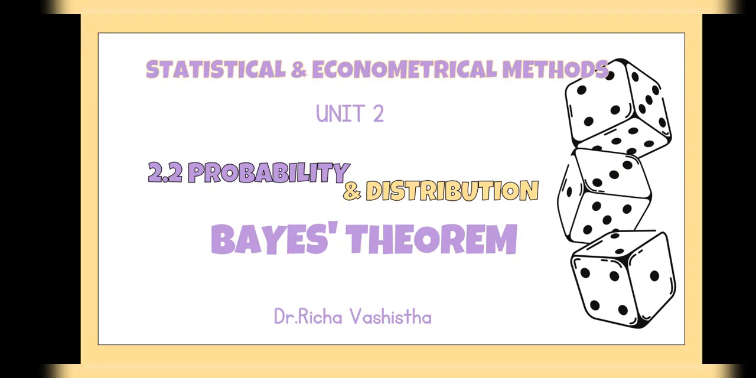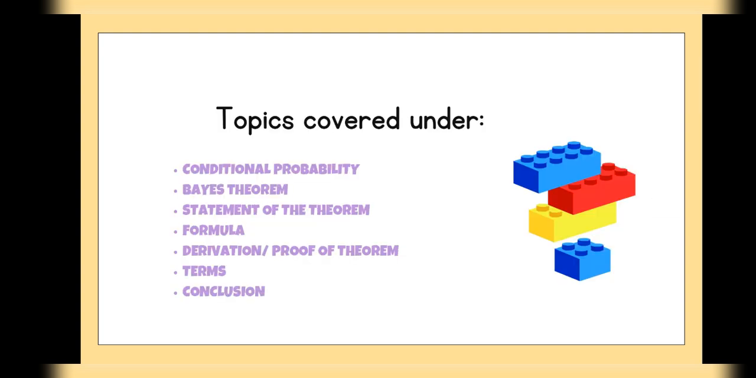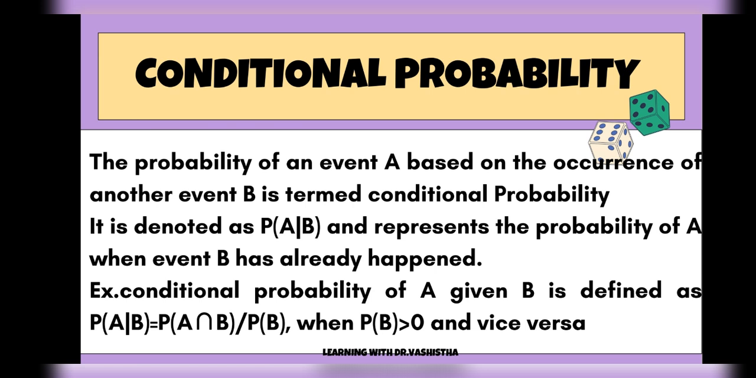So starting with another topic, which is Bayes' theorem under the statistical and econometrical series, which is related to the topic of conditional probability under the probability and distribution unit. These are the topics we'll be covering under this. So let's start with conditional probability.